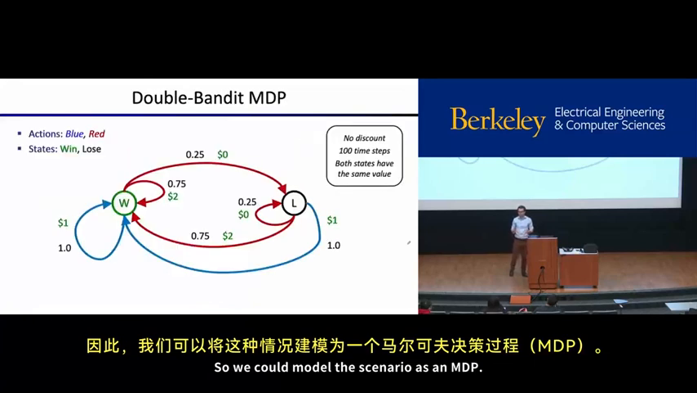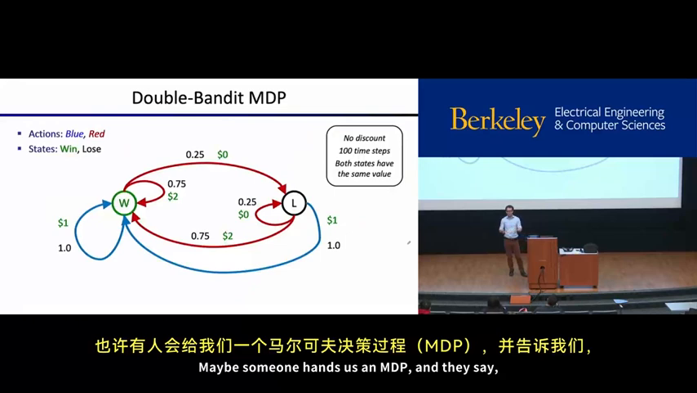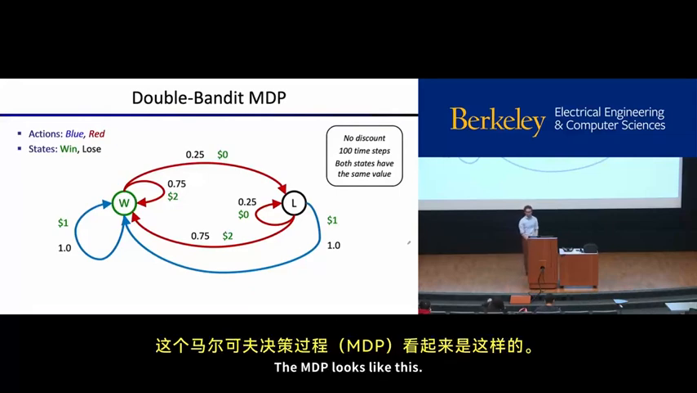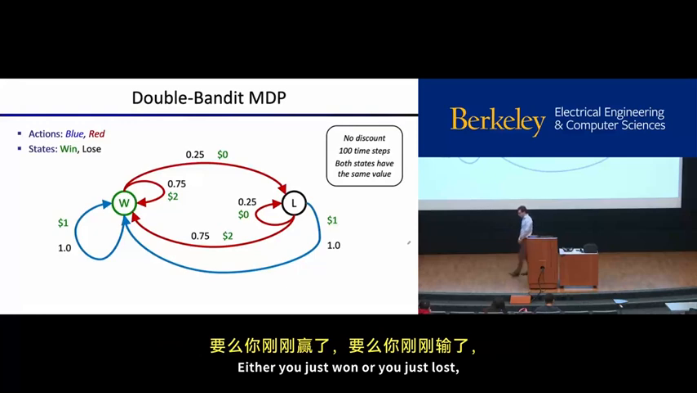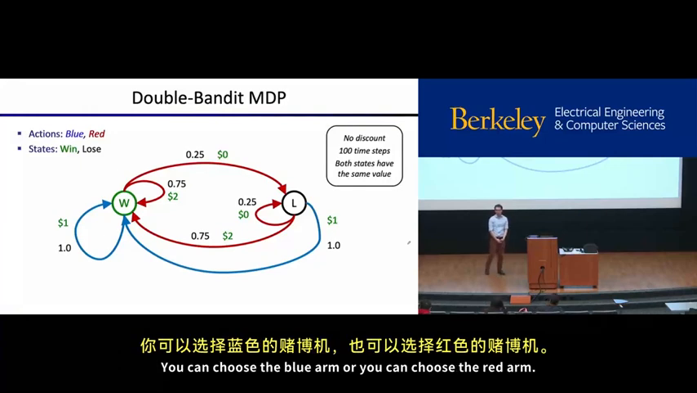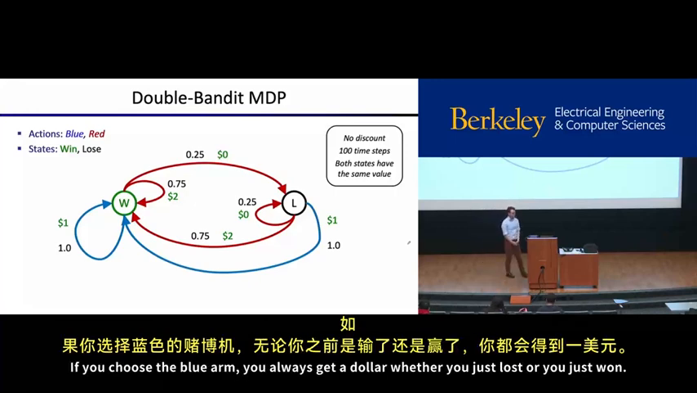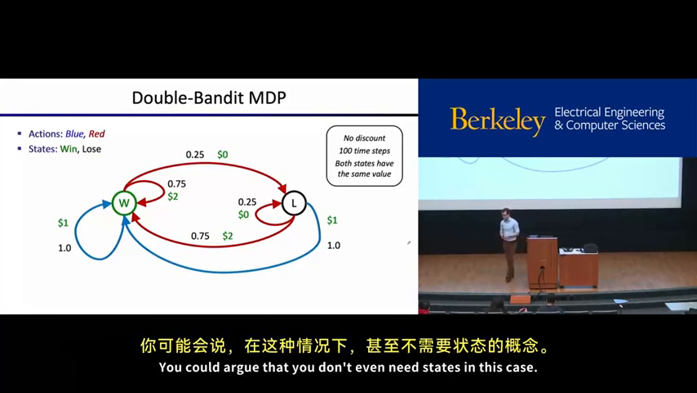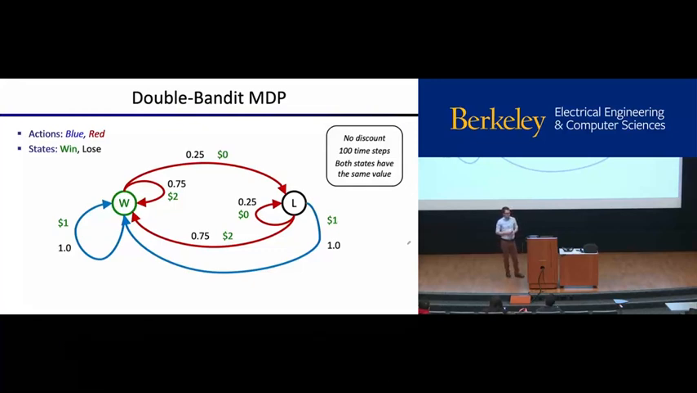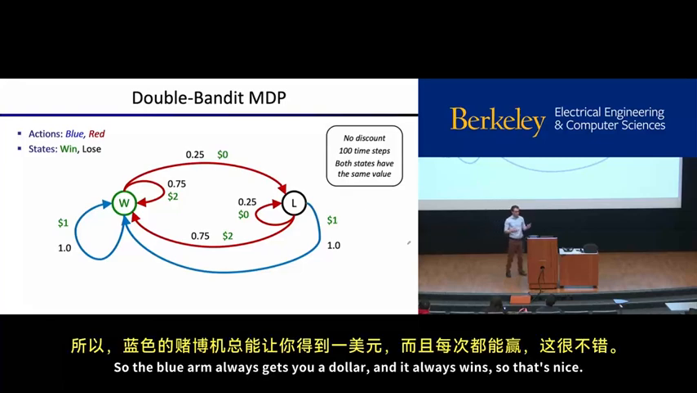So we could model the scenario as an MDP. Maybe someone hands us an MDP and they say, okay, here's the MDP for this double bandit scenario. The MDP looks like this. There are two states. Either you just won or you just lost, and you want to choose what your next pull is going to be. You can choose the blue arm or you can choose the red arm. If you choose the blue arm, you always get $1, whether you just lost or you just won. You could argue that you don't even need states in this case, but the way that we've defined MDPs, you sort of need to have two states.